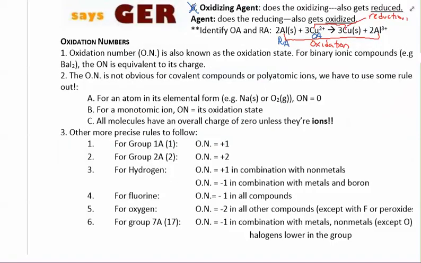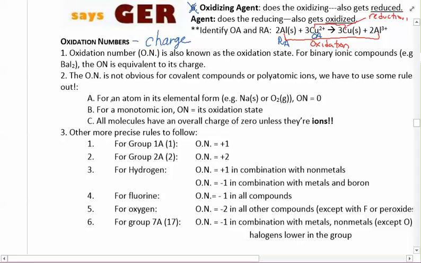So oxidation numbers. An oxidation number is the same thing as a charge. What we're looking at is the charge of the substances that we have. There's a few rules to help us determine this. This is key for us to determine that a redox reaction is occurring. For ionic compounds, it's going to be its charge. For covalent compounds, it's not always obvious, so there's some rules that we have.